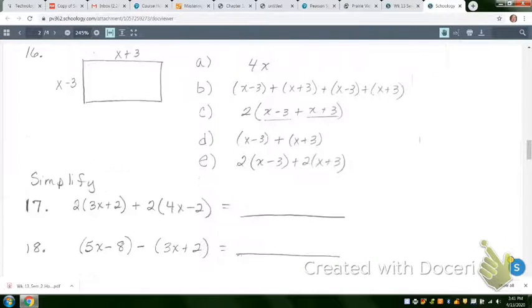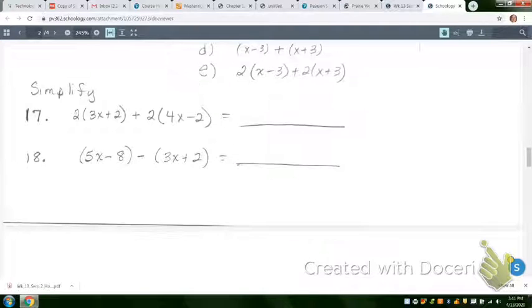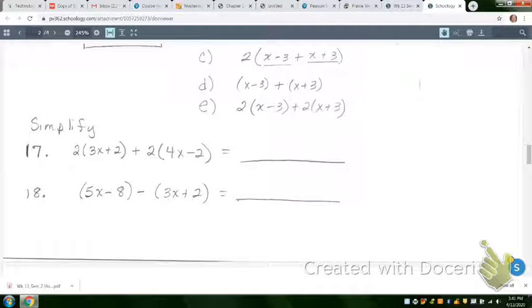And then the last two problems are simply simplification problems. You are just taking and multiplying times 2 and then adding the x's together and the constants together. Here you'll want to distribute the negative and then put those together. And that's all there is to your first assignment for week 13.